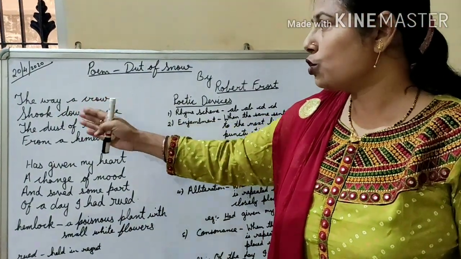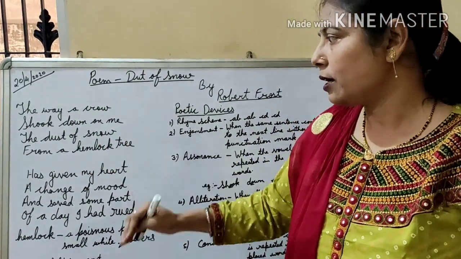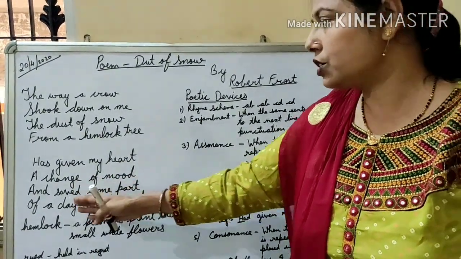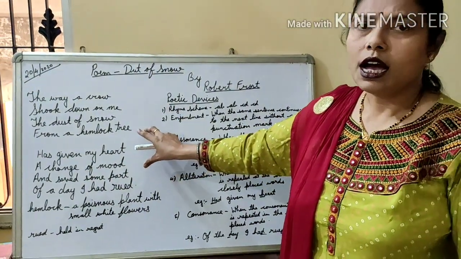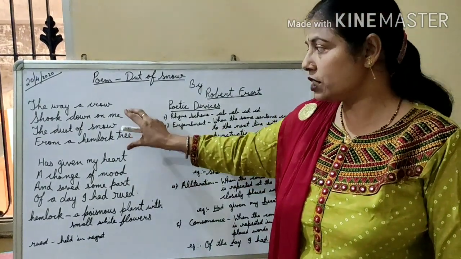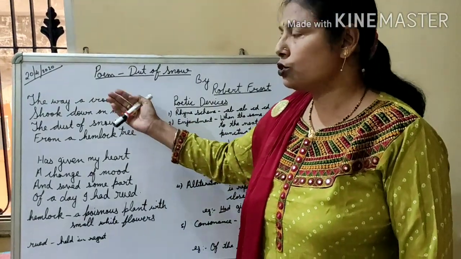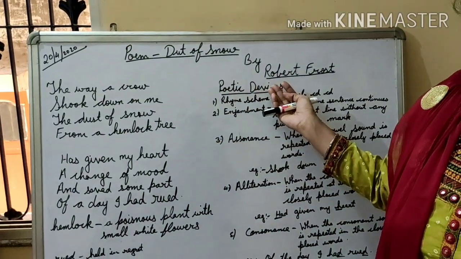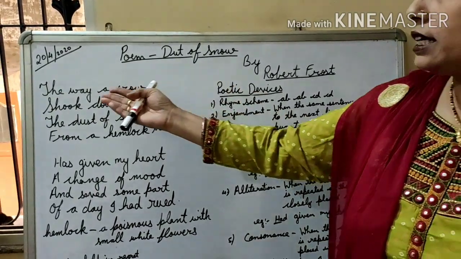The way a crow shook down on me the dust of snow from a hemlock tree has given my heart a change of mood and saved some part of a day I had rued. This is a very small poem, and you can see it contains only 8 lines, which is 2 stanzas, 4 lines each. Through this poem, first I'll explain to you the meaning of the poem, and then I'll explain some of the poetic devices used in the poem. First, let us start the poem.